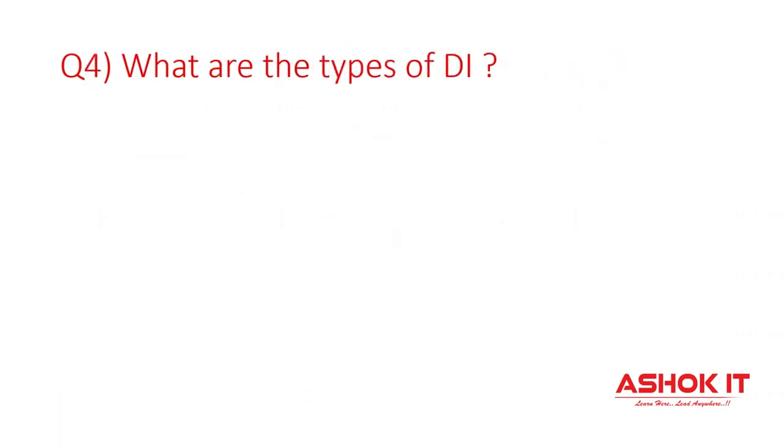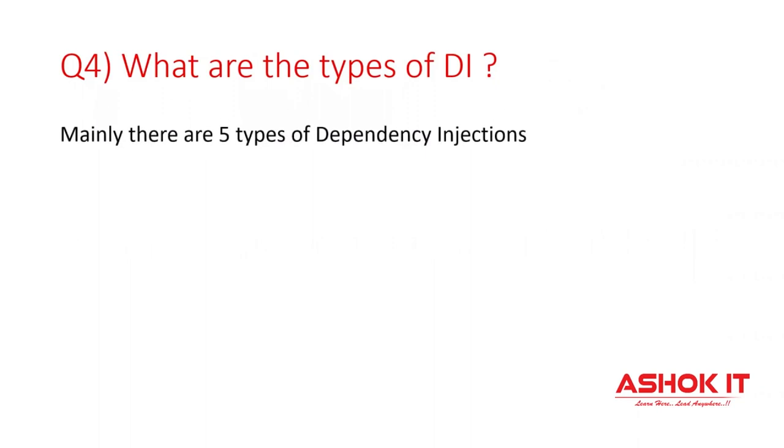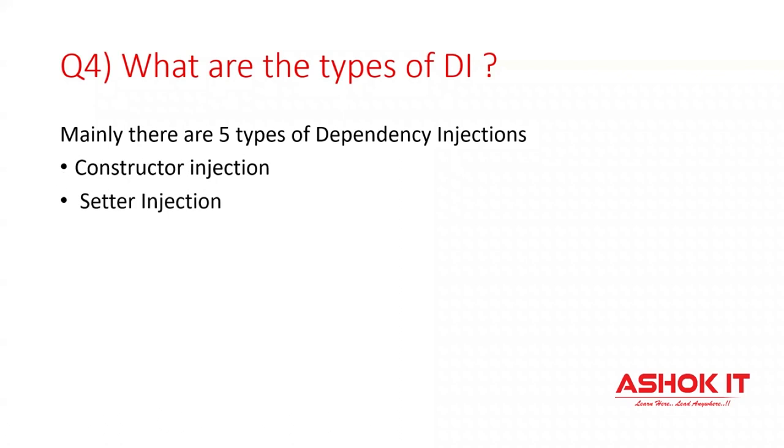Question number 4. What are the types of dependency injections? There are mainly 5 types of dependency injections. Constructor injection. Object is created by using a parameterized constructor and values are injected. We can also use setter injection. In this case, a default constructor is used and the setter method is actually called.